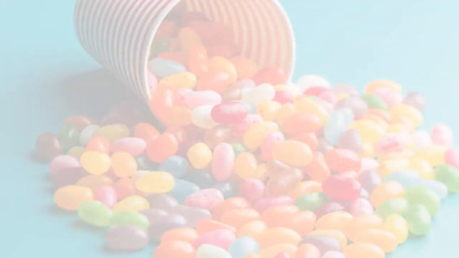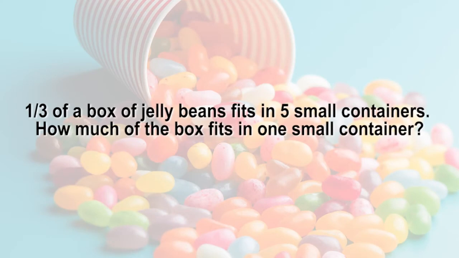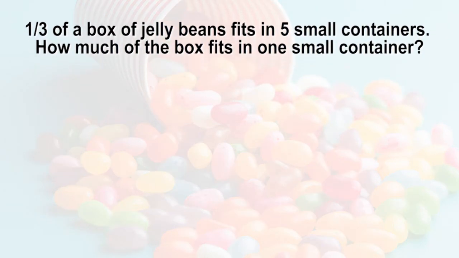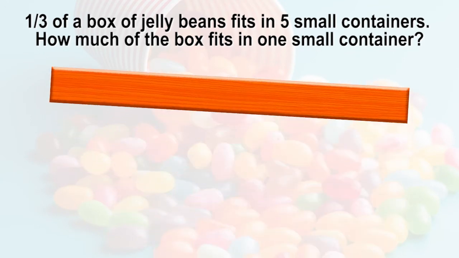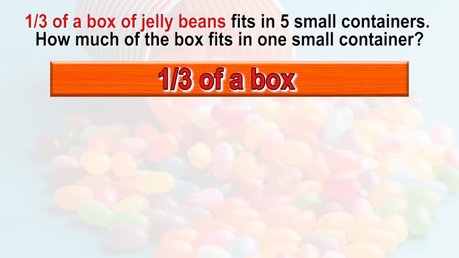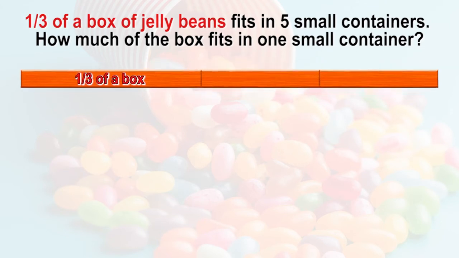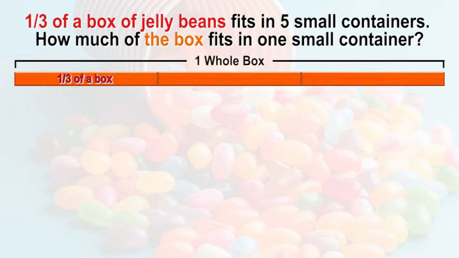Let's model another problem. 1/3 of a box of jelly beans fits in 5 small containers. How much of the box of jelly beans fits in 1 small container? Let's use Cuisenaire rods again to model the problem. 1 orange rod this time represents 1/3 of a whole box of jelly beans, so 3 orange rods would represent 1 whole box of jelly beans.